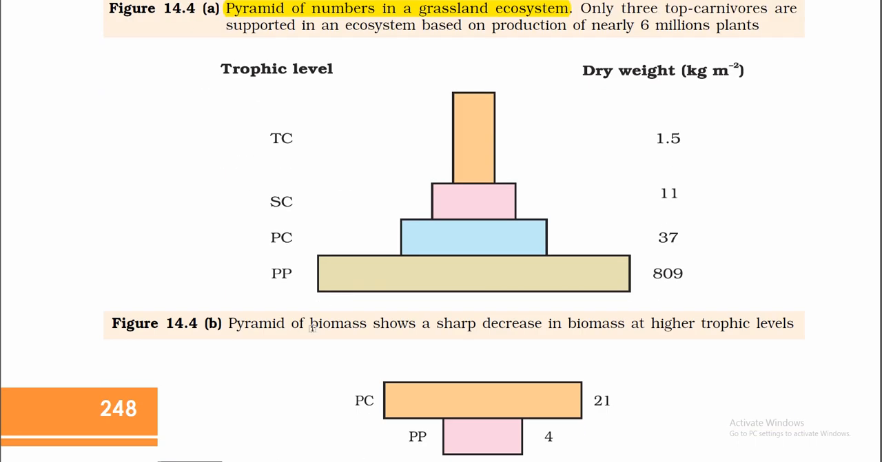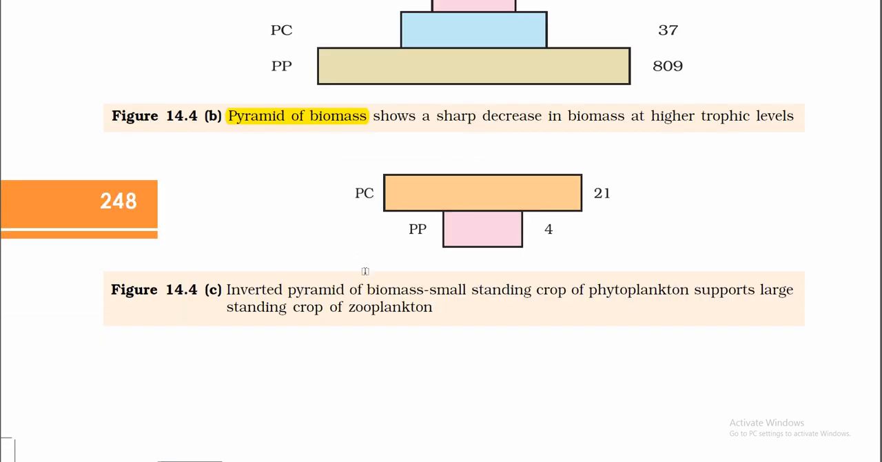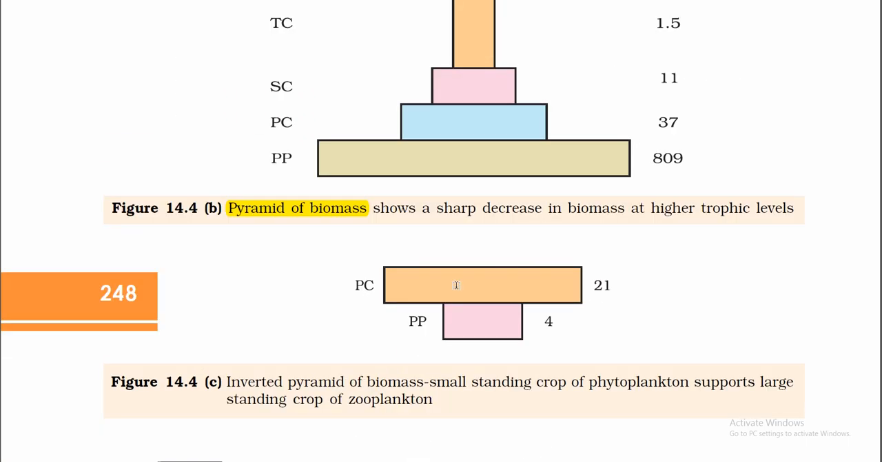Next one is pyramid of biomass. It shows a sharp decrease in biomass at higher trophic levels. See, this is an inverted pyramid. These all were upright. Yes, this is upright. Now comes the inverted. The base is small and this one is an inverted pyramid of biomass. Small standing crop biomass.